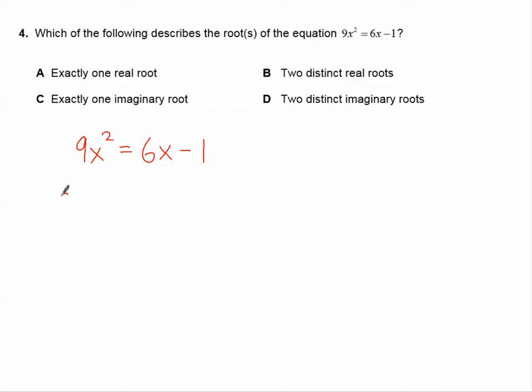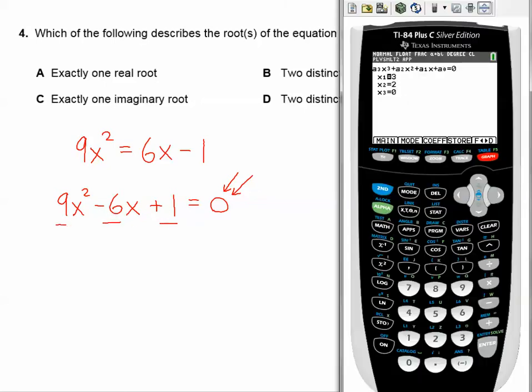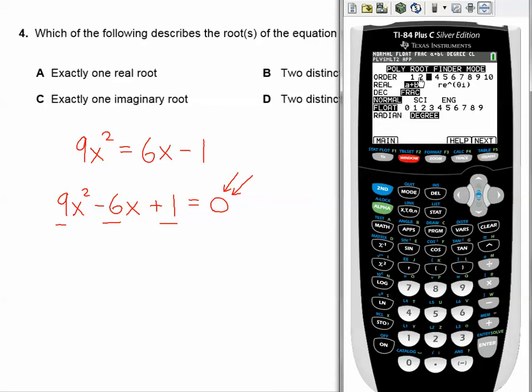So the 9x squared is going to stay on this side. I'm going to subtract 6x, so now it's negative 6x. I'm going to add 1, so now it's a positive 1. And now it's all equal to 0. We need to see that it's equal to 0. And then we see all 3 of our coefficients, and I can go back and use my app. I do have to go back to mode and change it back to a degree of 2 because this is a quadratic. Everything else will stay the same.